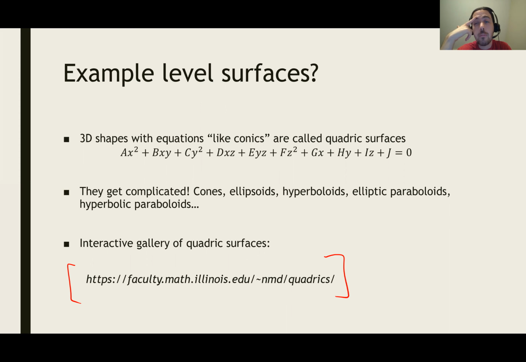It was originally developed by Jonathan Rockness, who's at the University of Minnesota, but now it's currently being hosted by Nathan Dunfield. But we can examine a couple of examples. So we might look at the function f of x, y, z is equal to x squared plus y squared plus z squared, and try to draw a couple of level surfaces.